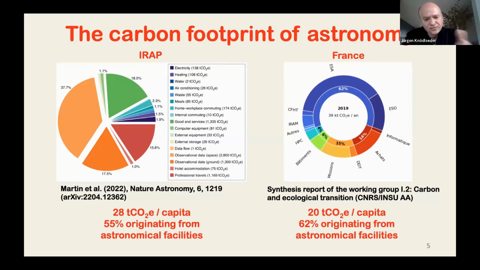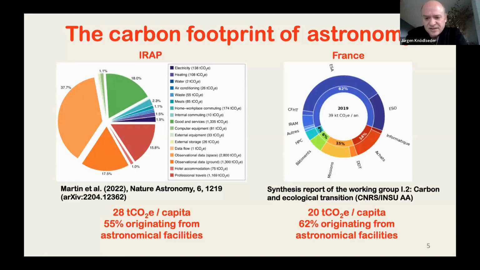And what was coming out from this study was the per capita footprint. Just to explain what capita means, it's everybody working in the lab. And in our lab, it's, for example, half researchers and half technical staff and administrative staff. So if you wanted to have it per astronomer, you would have to double this number. So per capita, we have a footprint in 2019 of 28 tons CO2 equivalent. And what was new in the study was that we found out that 55% of this footprint comes from the use of astronomical facilities, ground-based observatories, space observatories.